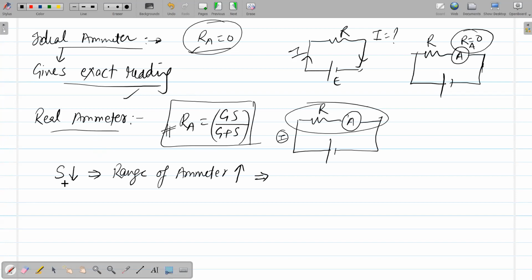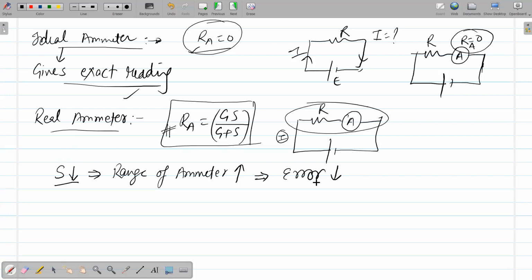So here you can see that I am decreasing S, which decreases the value of RA. That means this real ammeter, by decreasing the value of S, will go towards an ideal ammeter. Its tendency will be towards the ideal ammeter if you decrease S. And why am I telling you this? So that you know that if you decrease S, the error of the ammeter also decreases. Are you getting this?